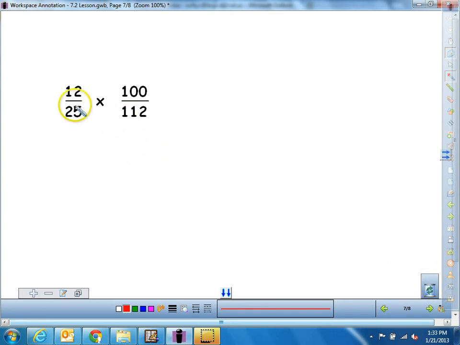I hope that you realized we could divide this by 25 to get 1, this by 25 to get 4. Now you might not recognize anything in 112, so let's start with 2's. We know that they're both even, so half of this is 6, half of this is 56. Again, I've got even numbers, so I'm going to bring that down to a 3. And this is going to go to a 28.